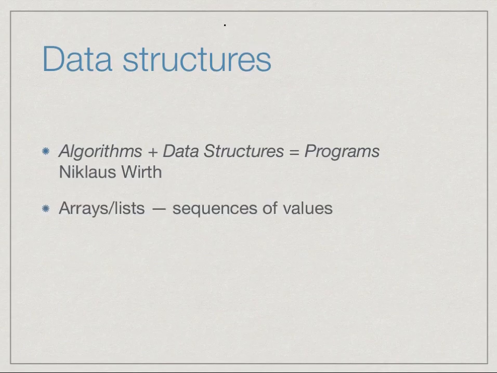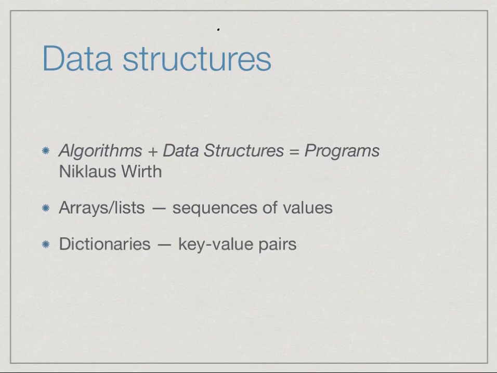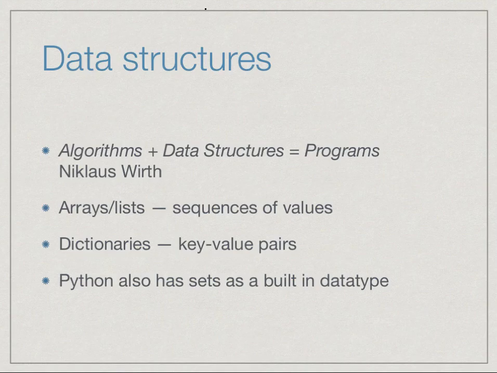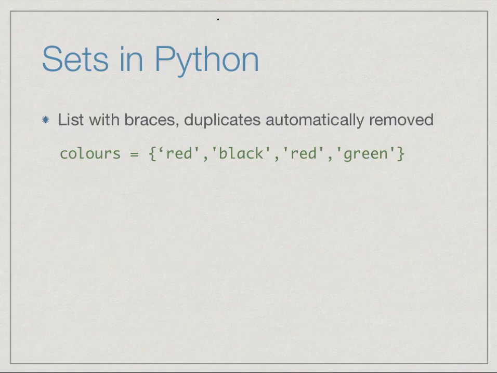The data structures that we have seen that are built into Python began with arrays and lists, which are just sequences of values. We also saw dictionaries, which are key value pairs and which are very useful for maintaining various types of information. Another built-in data type that is available in Python is the set. So a set is like a list, except that you don't have duplicates.